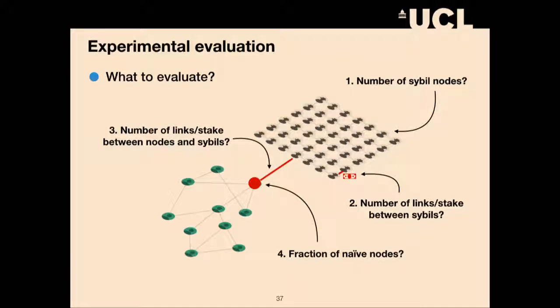Step 3 would say, what's the number of links between the honest nodes and the Sybil region? Those would be naive nodes that get confused and link to the Sybil region. And then how many of those connections we have, of course, because this would influence the social network analysis.